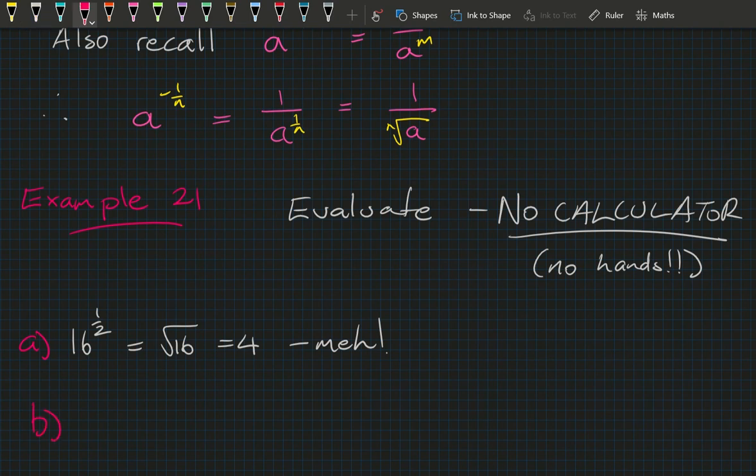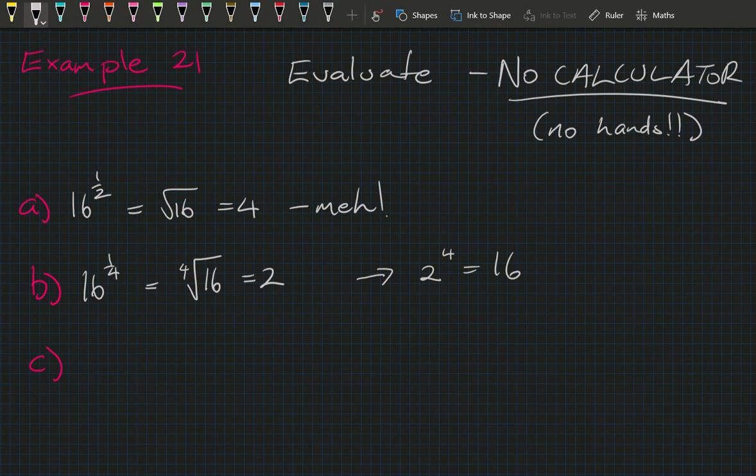So part B, we've got 16 to the power of a quarter, which is the fourth root of 16, which is 2, because 2 to the 4 is 16, right? Still not super challenging, but anyhow, let's go on to part C, where we've got 27 to the minus 1/3.